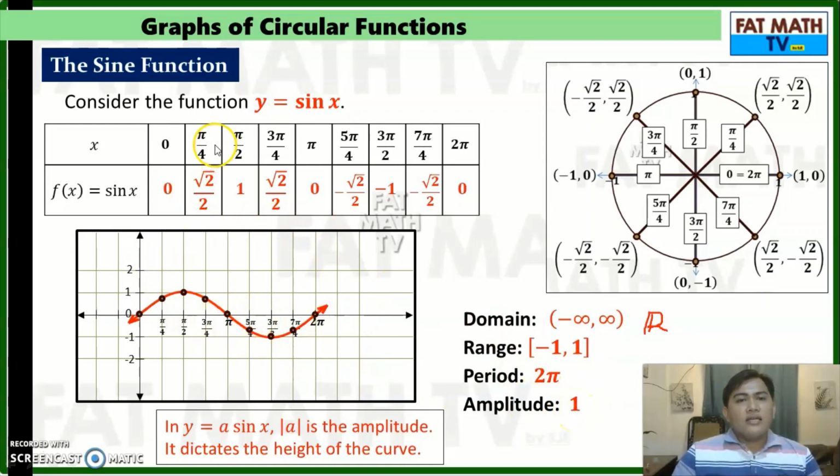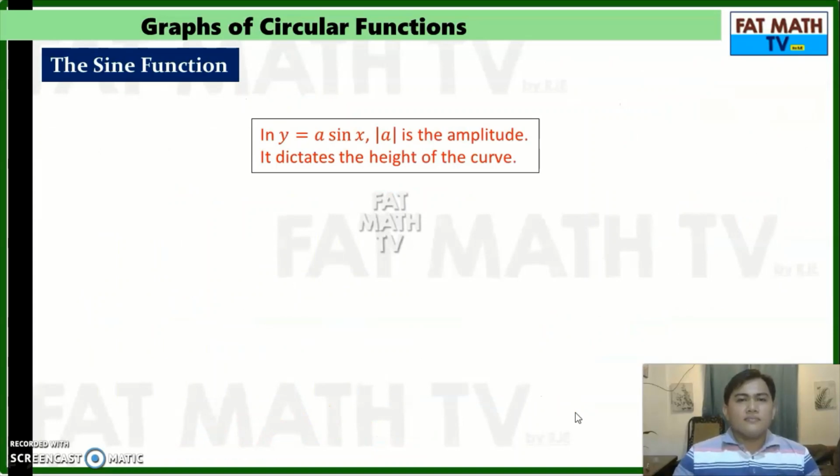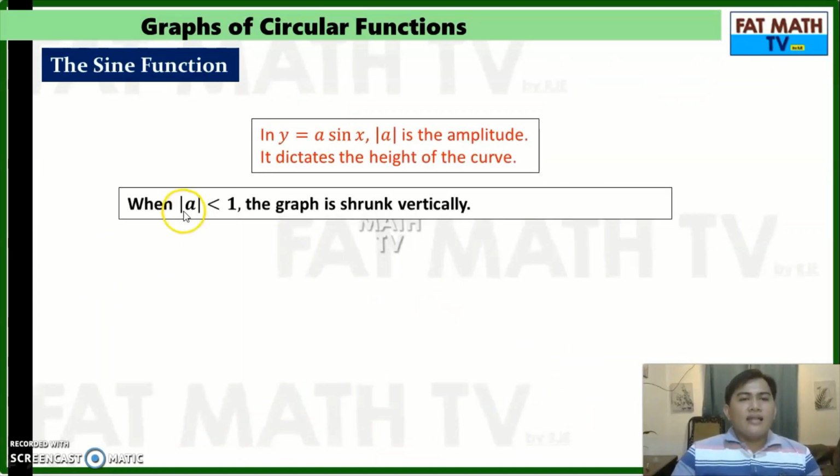So the function here is y equals sine x, and there is no number before sine. That means it's 1 there. So the absolute value of 1 is 1. Therefore, the amplitude of y equals sine x is 1. So when the absolute value of the number before sine x is less than 1, the graph is shrunk vertically.